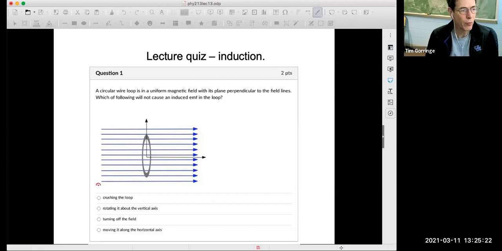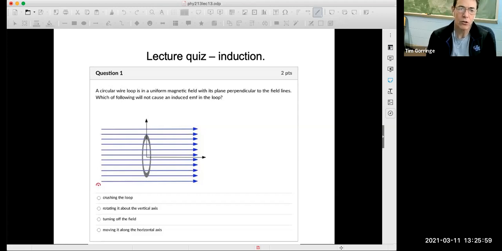So a circular loop of wire in a uniform magnetic field with its plane, the surface formed by the loop, perpendicular to the field lines. So that's the geometry. And then shown in the sketch is also a horizontal axis, that's the black horizontal arrow, and a vertical axis, that's the vertical arrow. And we're asked which of the following scenarios does not cause an induced current?